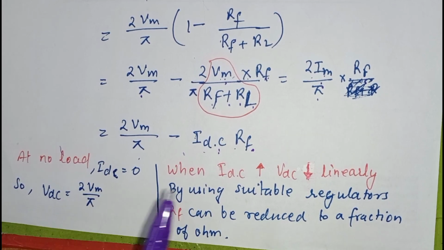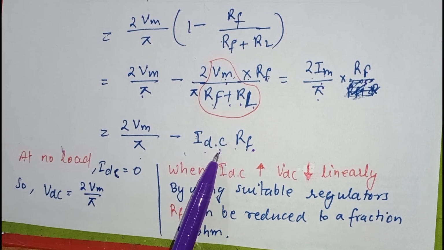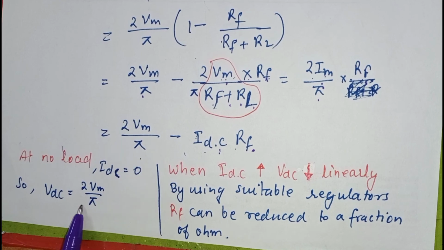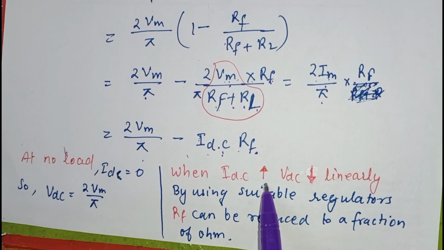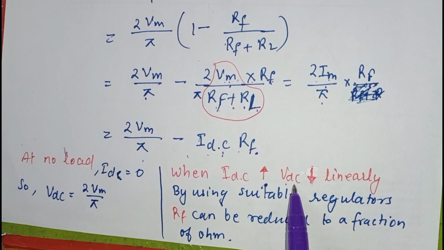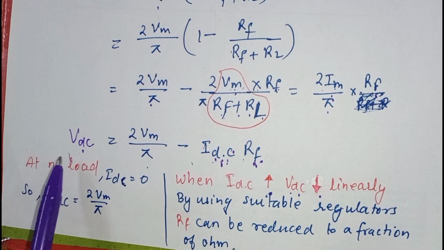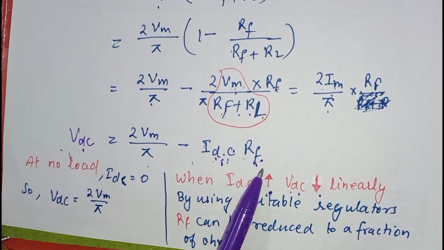At no load, this IDC is equal to 0 because no current is flowing when there is no load. So VDC is equal to 2 Vm upon pi, and when there is some load, IDC will increase and then VDC will decrease. But by using suitable regulators, this Rf can be reduced to a fraction of an ohm so that we can get a VDC that is independent of this IDC.